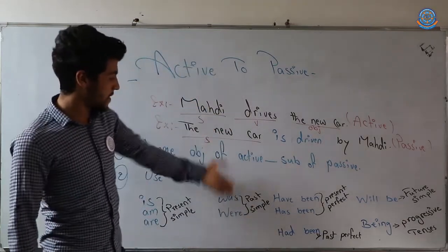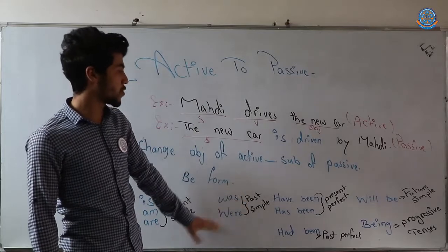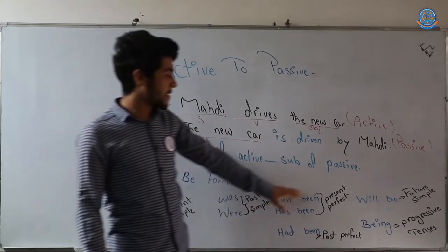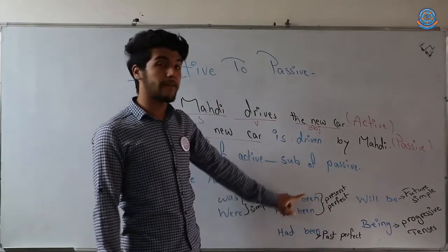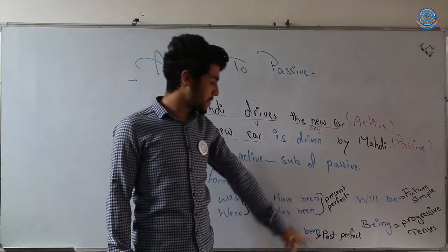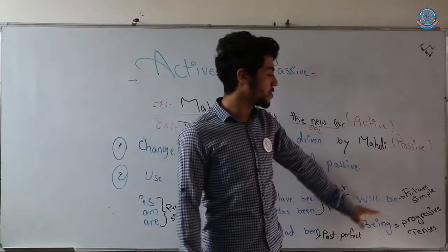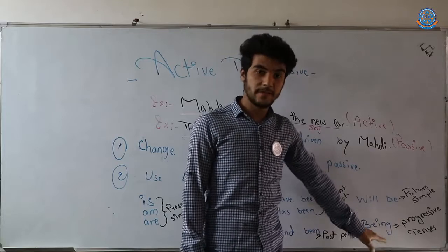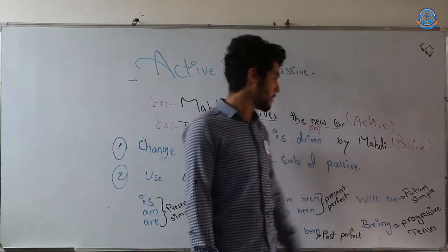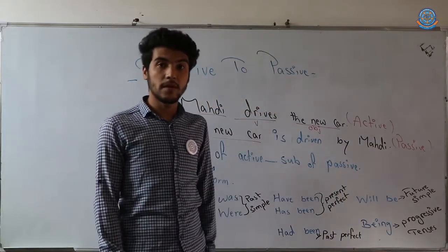If your sentence is past simple, then use was or were after the subject. If it is present perfect, use have been or has been. If it is past perfect, use had been. If it is future simple, use will be. If it is a progressive tense, then use being with any of the auxiliary verbs that you will work with in examples.